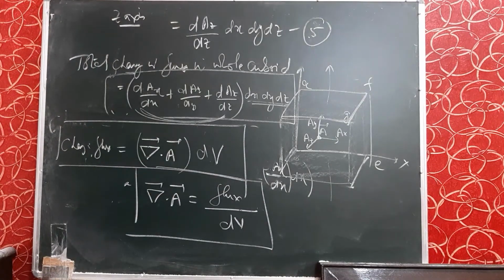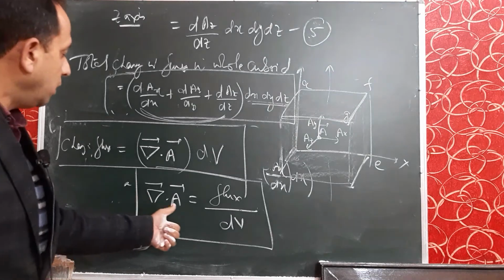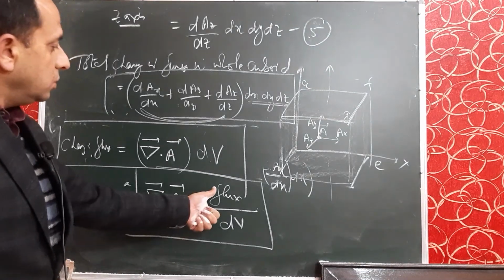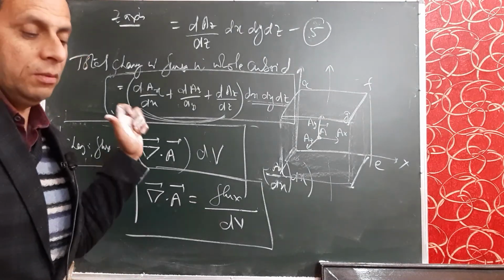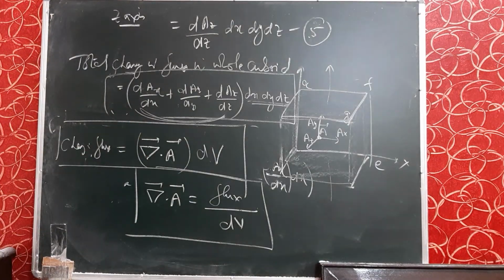So this is the physical meaning of the divergence. So divergence of any vector is nothing but the change in flux per unit volume. So this is all about the physical meaning of divergence of any vector. Similarly, we will study the physical meaning of curl of any vector in the next lecture.